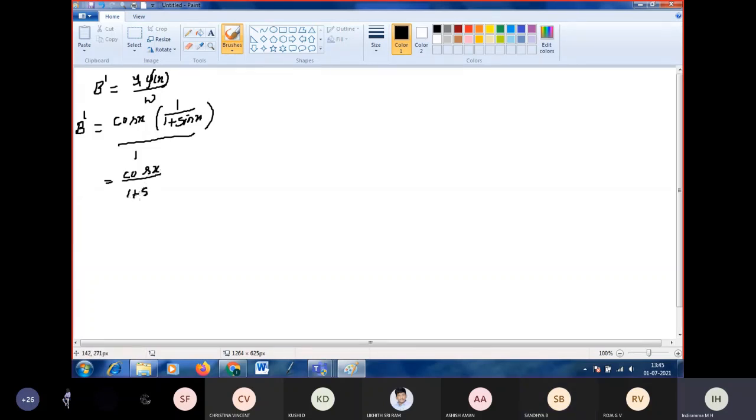Shall I do rationalization here also? Multiply and divide by 1 minus sin x. Okay, we will try. If it is not possible, we can go for another method. So multiply the numerator: cos x minus sin x into cos x, divided by what?